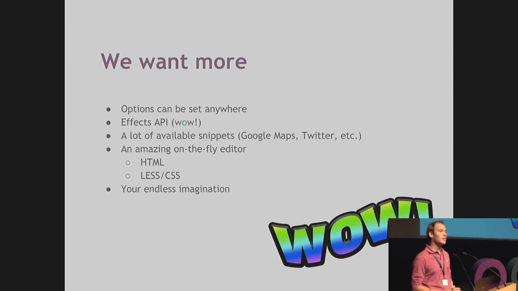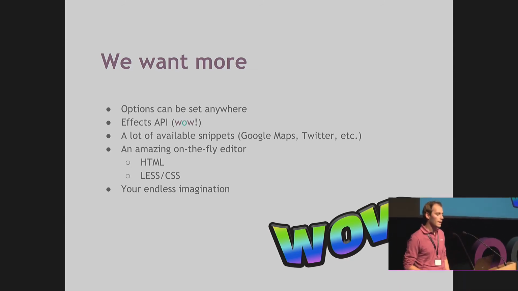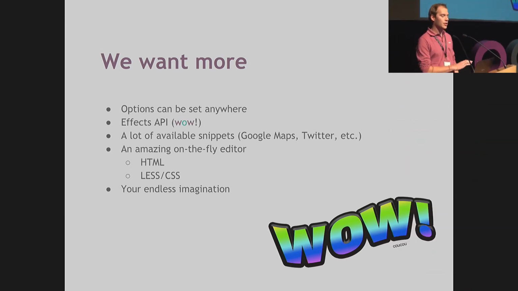Here, that was just an overview of what could have been done, but there's a lot. Like this option can be set anywhere else on the website, not only on the snippets, but you can do whatever you want on the website. There's an API for effects. Like in the video I showed you, you have effects like fading in to the right or to the left, and there's an API for that, so you can animate your snippets.